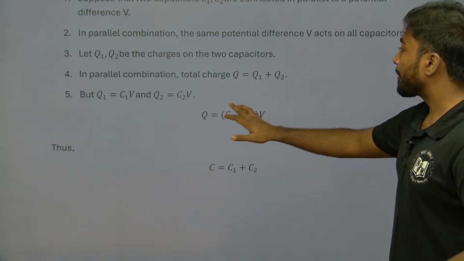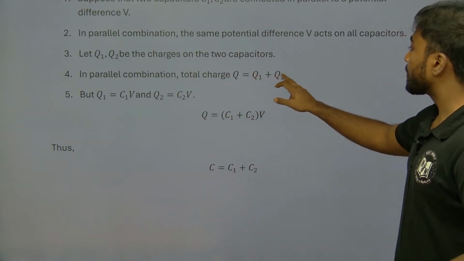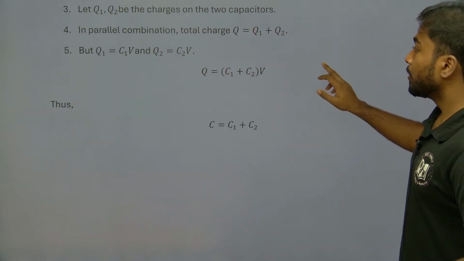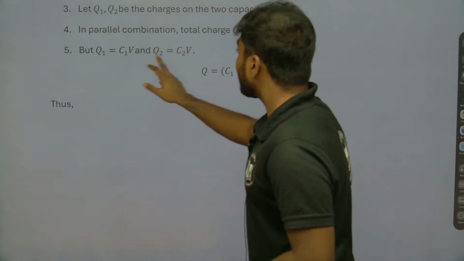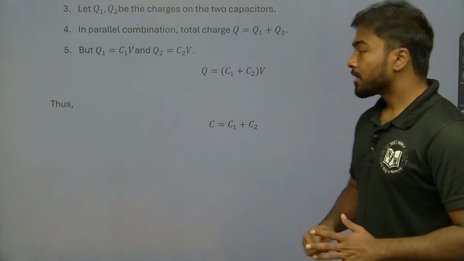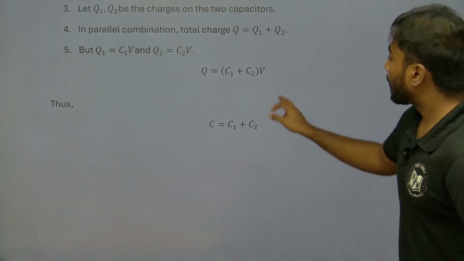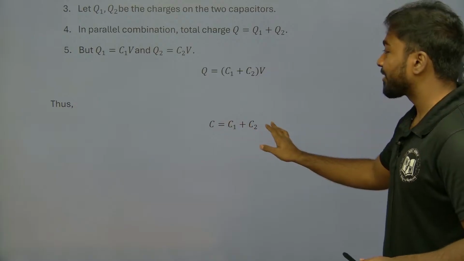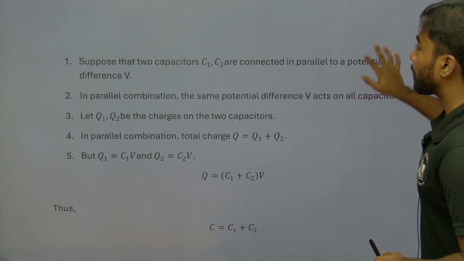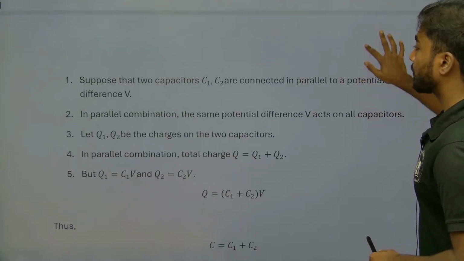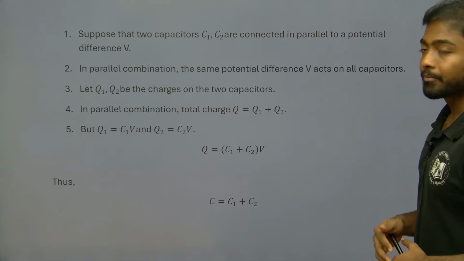So in parallel combination, the total charge is Q equals Q1 plus Q2. Q1 is nothing but C1V and Q2 is nothing but C2V. So Q is equal to (C1 plus C2) times V. So what is the effective capacitance here? C1 plus C2. So this is about the fifth question. You can take a note of this derivation.